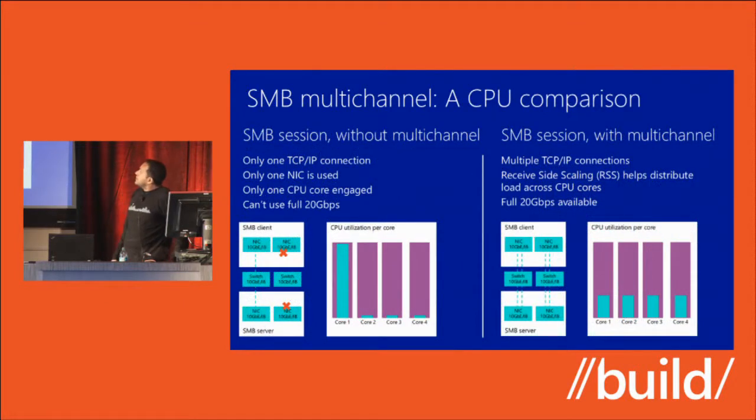All right. Now, this is a look at CPU usage when you deal with very high throughput NICs. So previously, before multi-channel, let's say you have a 10 gigabit NIC on your machine, and you're trying to do file I/O over the 10 gigabit NIC, we would establish exactly a single TCP connection between the client and the server through one NIC. The other NIC would not even get used.